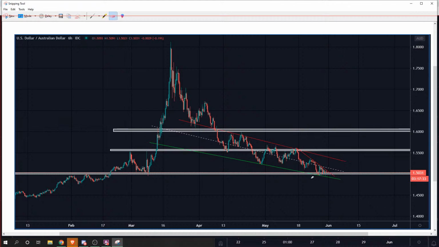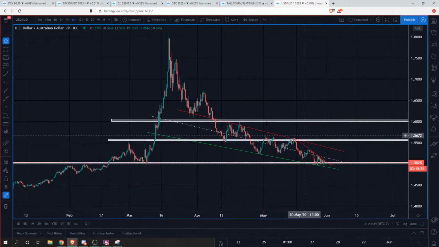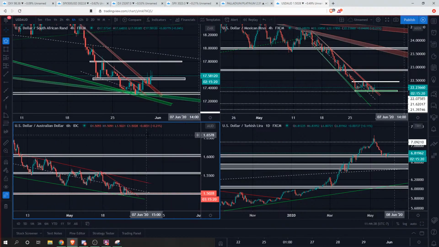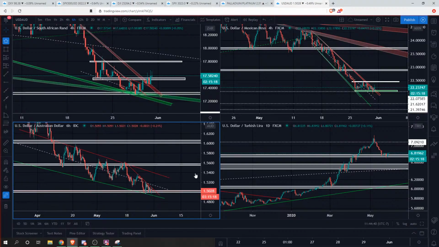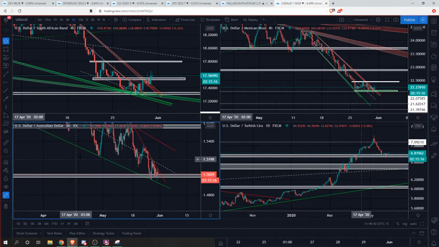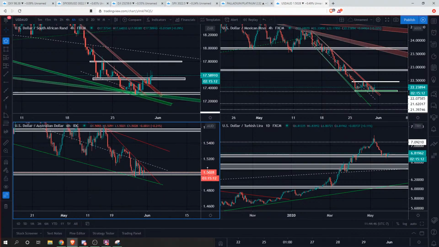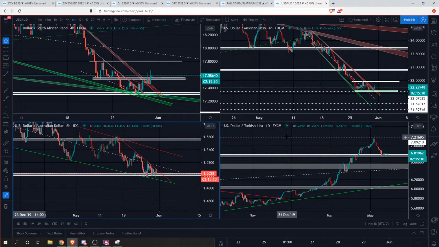I'd really mainly be looking at the United States dollar strength and seeing it relative to other currencies like the South African rand, the Mexican peso, and even the Turkish lira. So let's look at the Turkish lira for the last FX analysis, and then we'll move on to the commodities, mainly looking at gold, silver, and the gold and silver ratio.